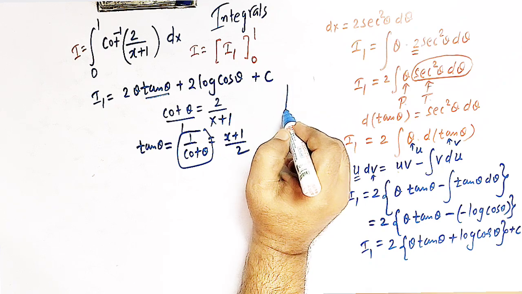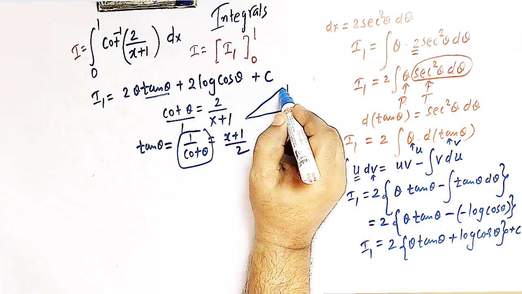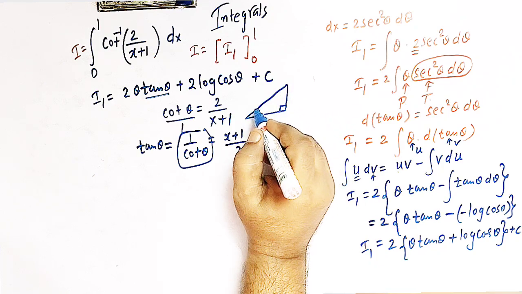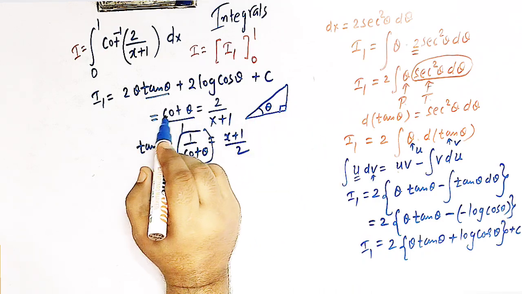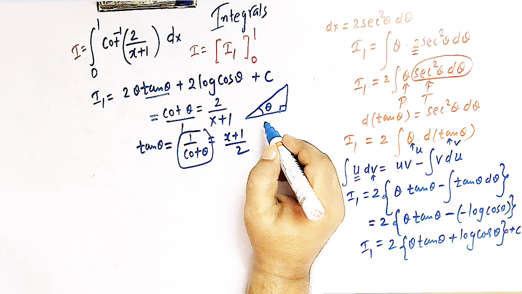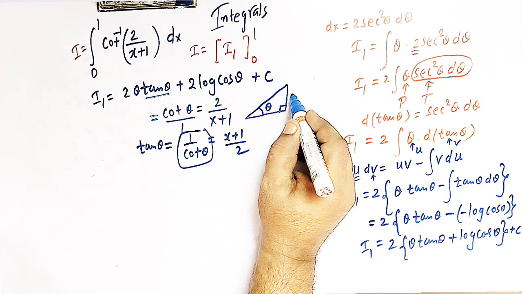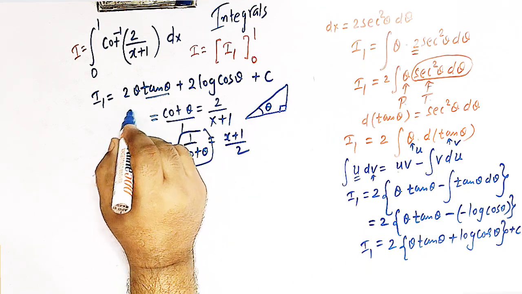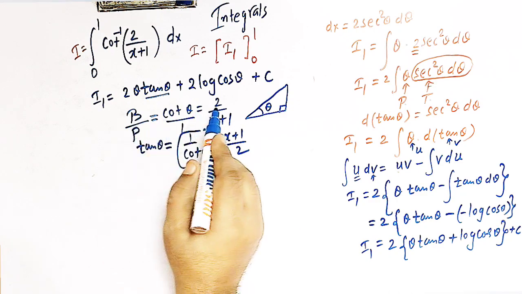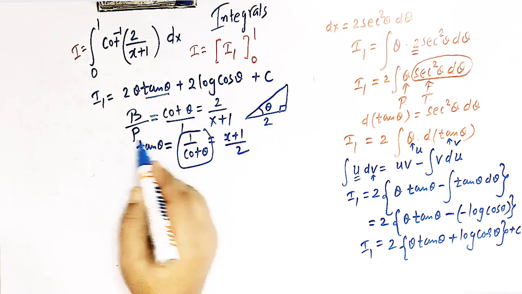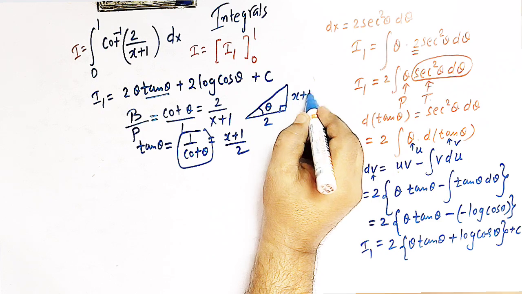So let us make a right angle triangle here, and here we can take theta, and we know that cot theta is base over perpendicular, right? So here we have base and here we have the perpendicular. So base can be taken as 2 and the perpendicular as x plus 1.